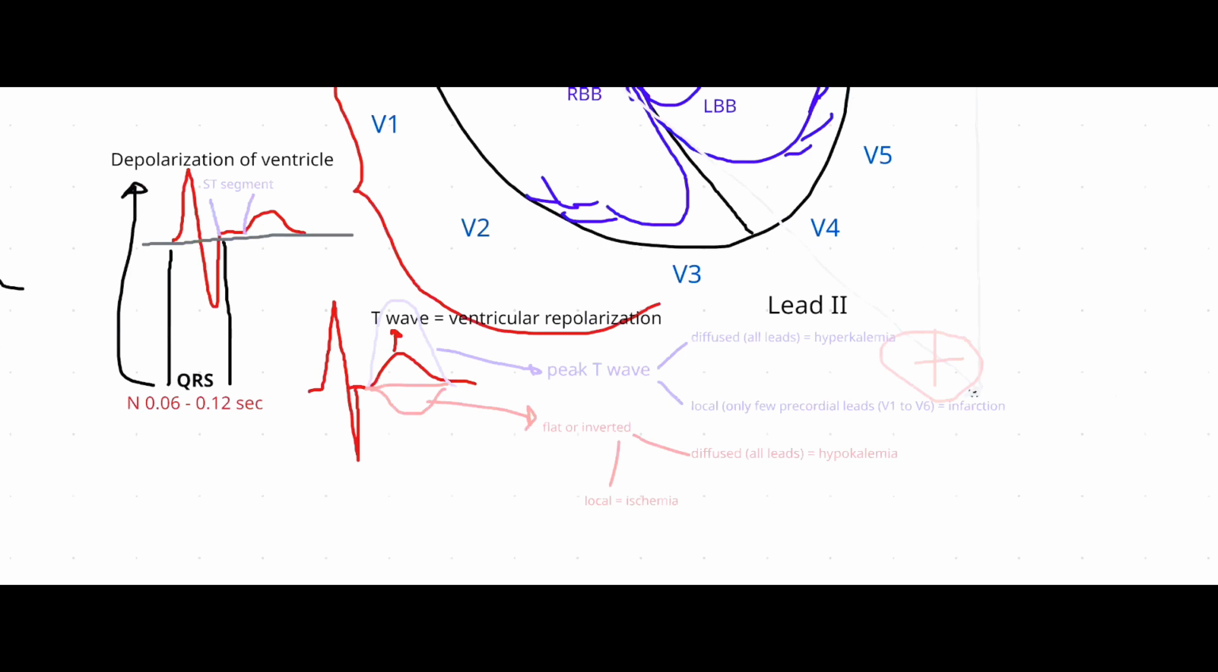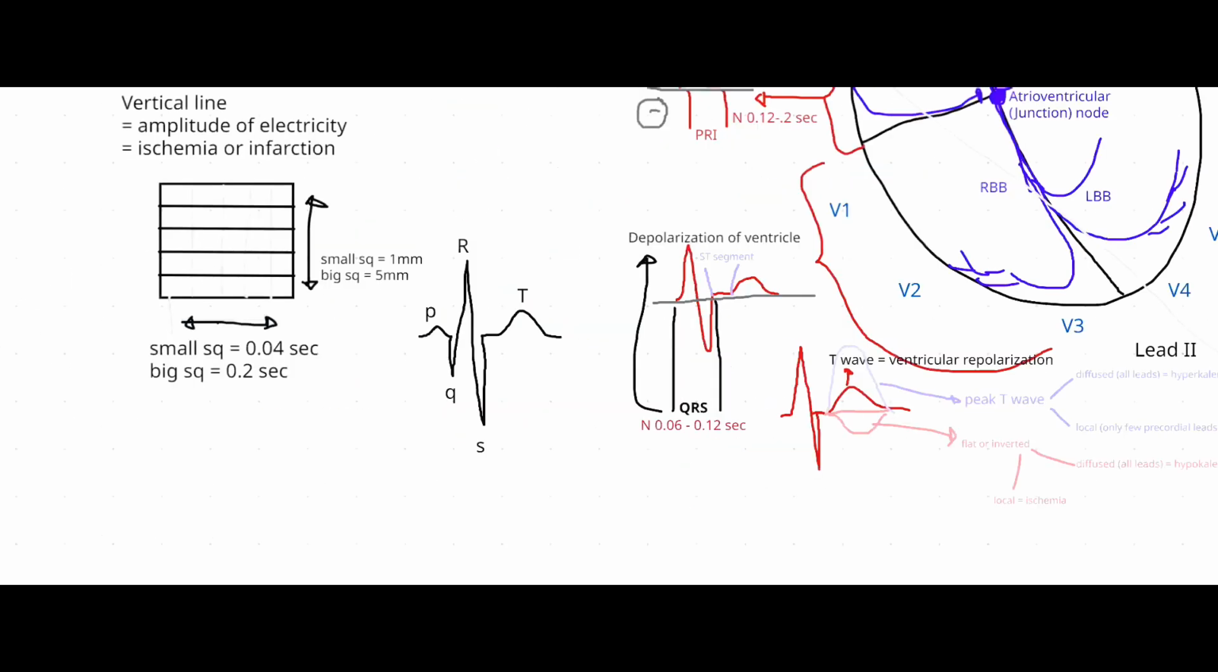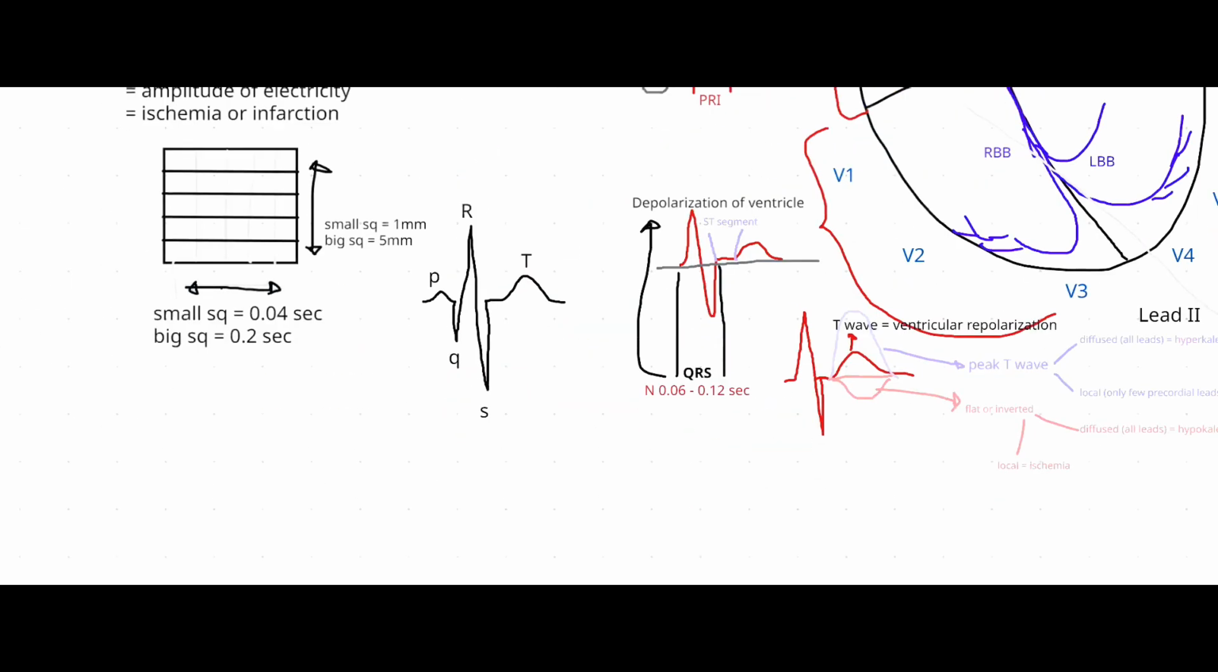All right, so back to Q, because Q is pretty simple. So a deep Q wave, and when I say deep Q wave, I mean greater than 5 millimeters negative, below baseline. Okay, so a deep Q wave that is greater than 5 millimeters below baseline is a sign of an old infarct.